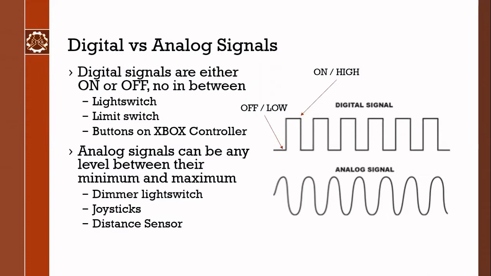Analog signals are just the opposite, where they can be anything between their minimum and maximum voltage or current, depending on the sensor. Everything in your life that's adjustable is an analog signal. A light switch dimmer with that little wheel that you turn would be analog. Joysticks, because they have more positions than 0 and 1, can be anywhere in between, so they're analog. Or a distance sensor, something else we'd use in autonomous. If a distance sensor were digital, it would basically tell you if there is or is not a thing there, whereas if it's analog, it can tell you how close that thing is to you.